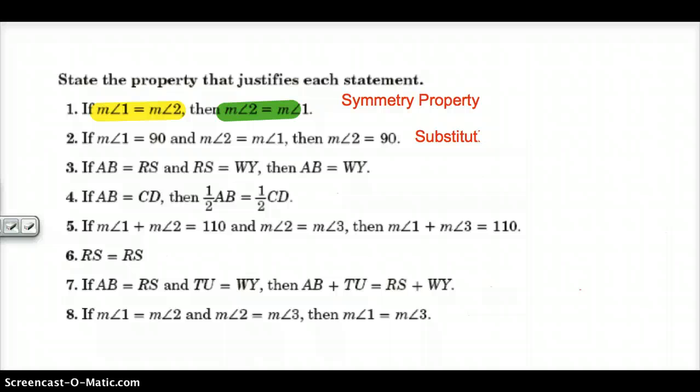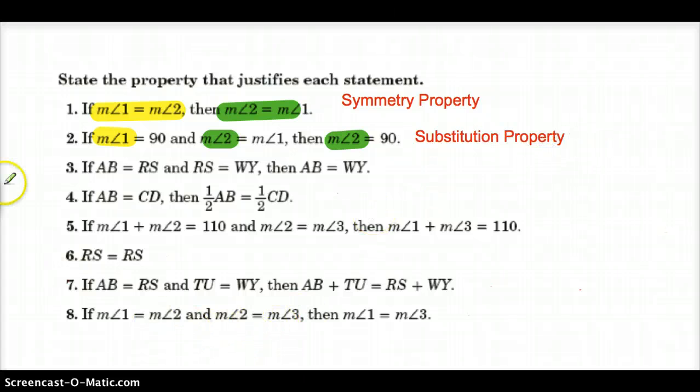In number 2, if measure of angle 1 is 90 and measure of 2 and measure of 1 are equal, then measure of 2 is 90. So what they've done here, guys, is they've taken 1, and now instead of 1 is the same thing as 2, so they've put 2 in its place. That is called the substitution property.